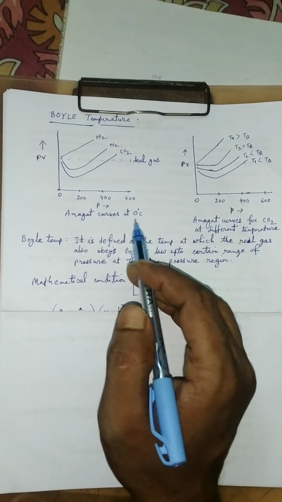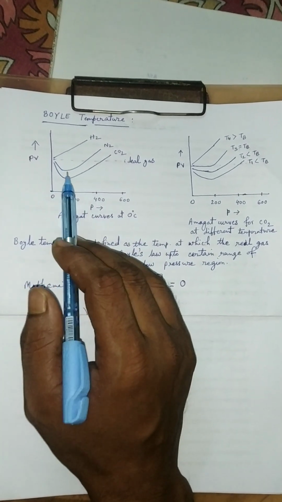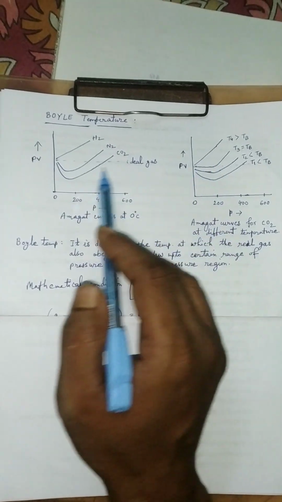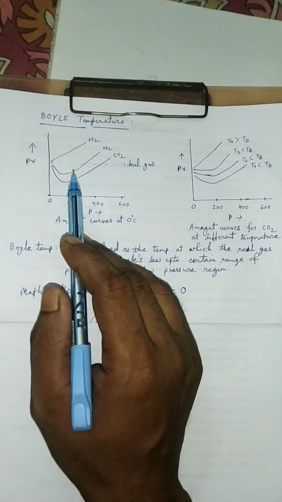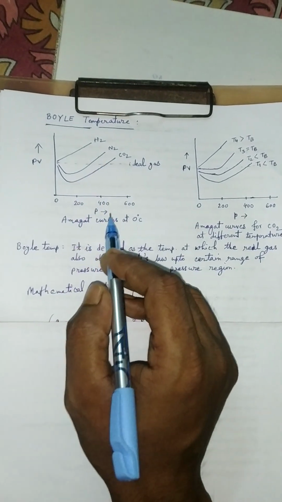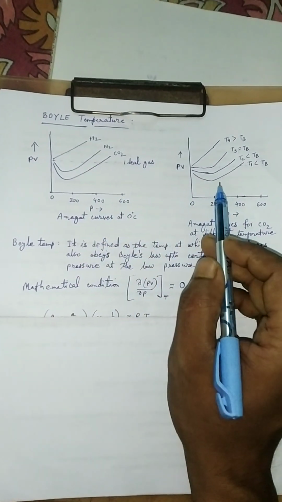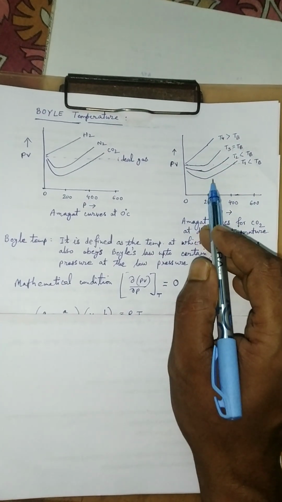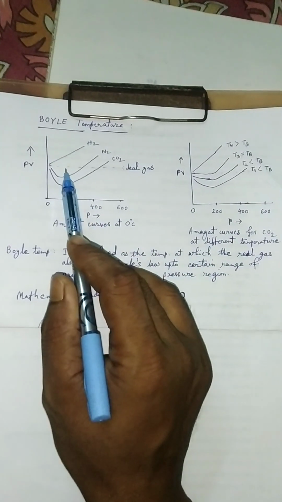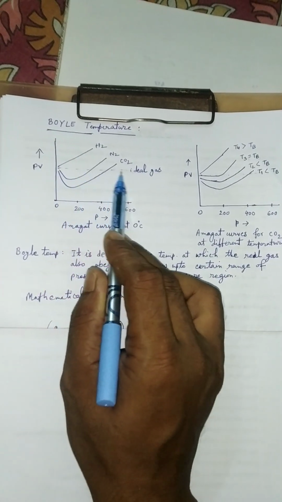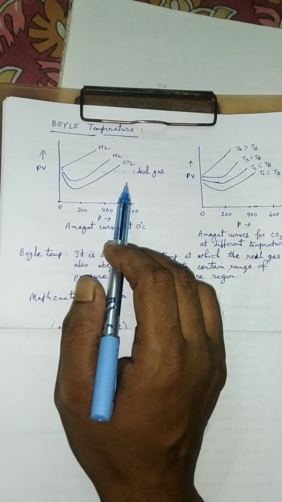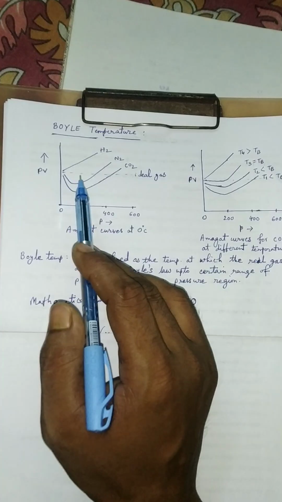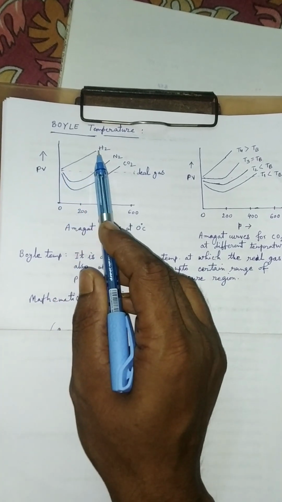To understand better, we have drawn here Amagat's curves. This one is type 1 and this one type 2. Type 1 shows Amagat curves for different gases at 0 degree centigrade temperature, and number 2 shows Amagat curves for carbon dioxide gas at different temperatures. This one is for ideal gases. We know that for ideal gases Z is equal to 1, compressibility factor equals 1. For hydrogen, at the beginning PV increases with P.